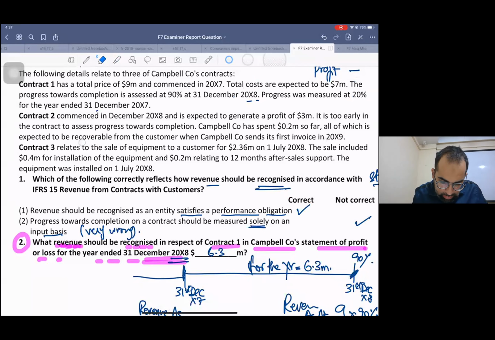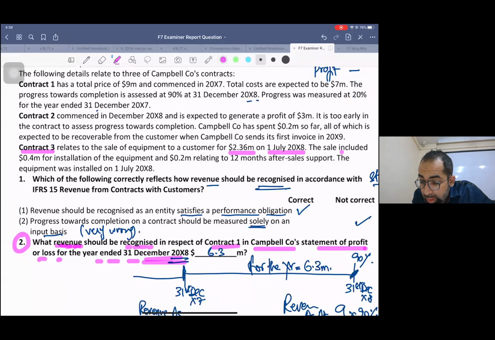See this contract 3. Contract 3 relates to the sale of equipment to a customer for 2.36 million. Total 2.36 million, and highlight the date. Date is also very important. 1st July x8, that means mid of the year.